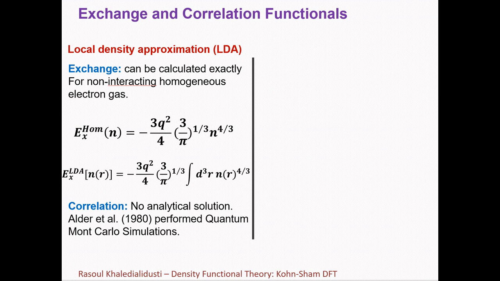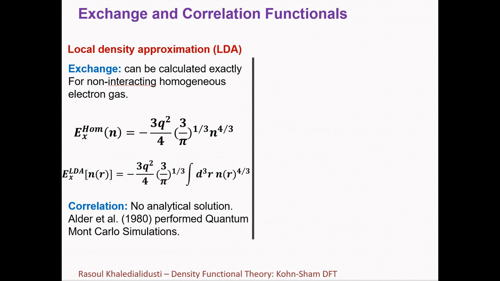So let's talk briefly about exchange and correlation functionals in this unit to get to know the general concept of that, and we will discuss it with more details in the next units. So generally, the exchange and correlation functional is a function of the electron density that gives us all the contribution of the exchange and correlation to the total energy.